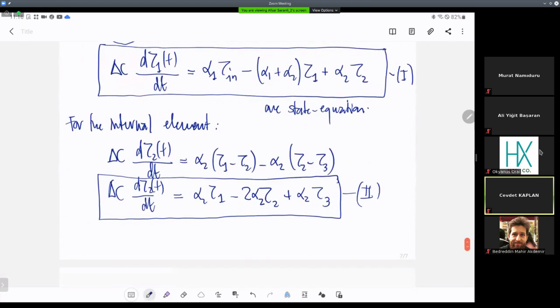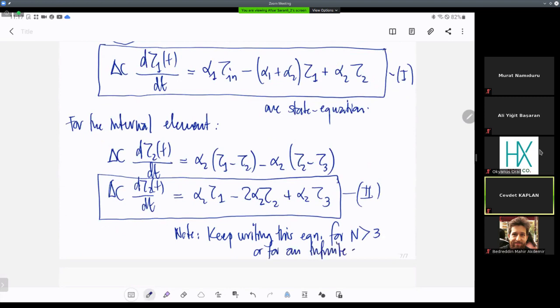Okay, note, you need to keep writing this type of equation for n larger than 3 or for an infinite slab. For an infinite slab there will be no other equation. It's going to be just a number of these equations.